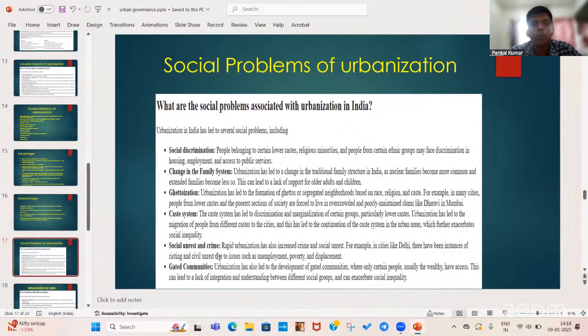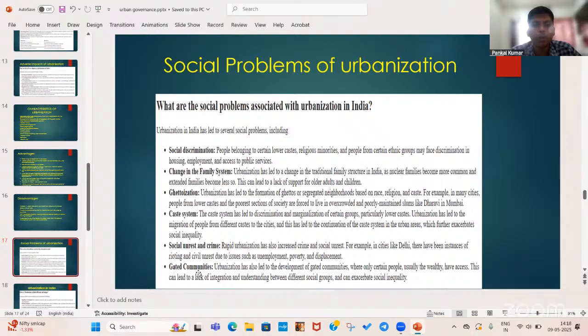Then comes social unrest and crime. As we already discussed, crime rates are increasing in urban areas. So rapid urbanization also led to increased crime and social unrest, like the Delhi riots of 2020, we remember. So this is also an important social problem associated with urbanization.